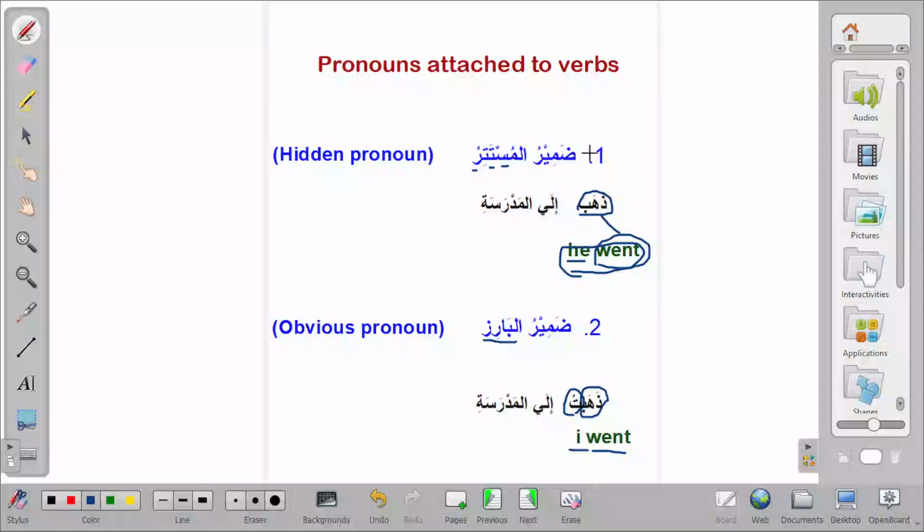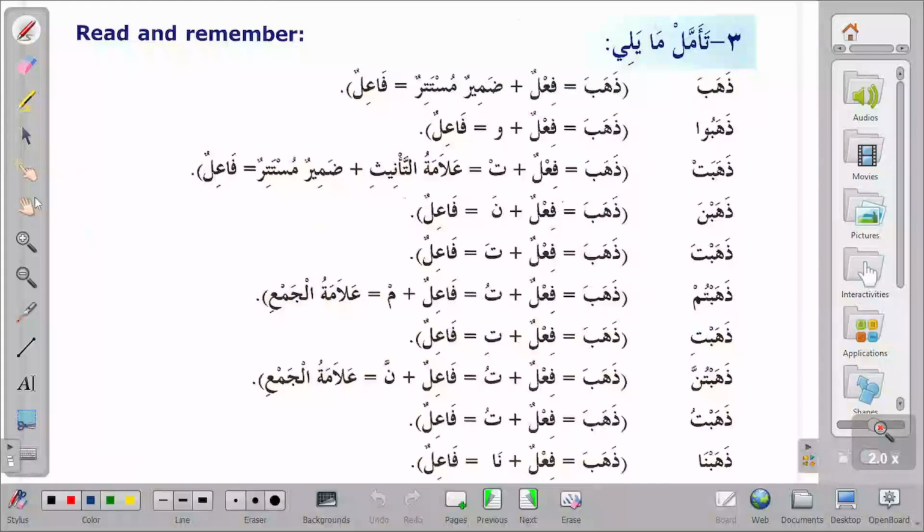So these are the two types of pronouns that we have. I'm talking specifically about pronouns that are attached to verbs. I hope that is clear. Pronouns attached to verbs. So let's now look at what the author is trying to explain here. Ta'ammal ma yali.